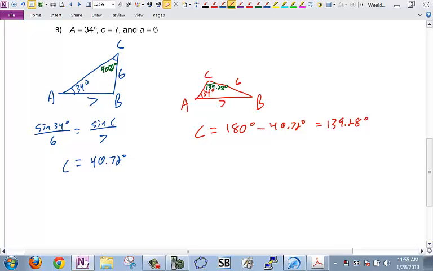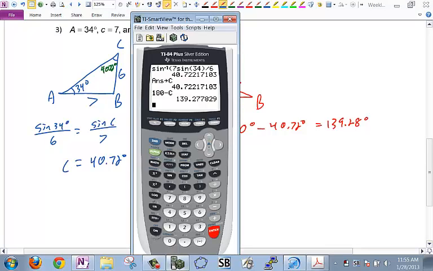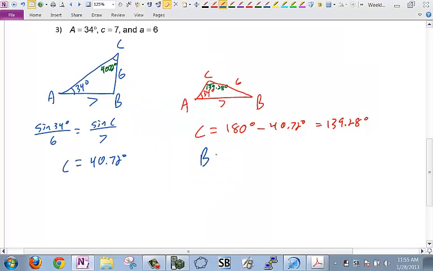Okay? So then we can use angle sum to find all of these other angles. So I can say, what's 180 minus 34 minus this 139.27 number? So that's 6.72. So B, whoops, it should be red. So you get 6.72 right here.